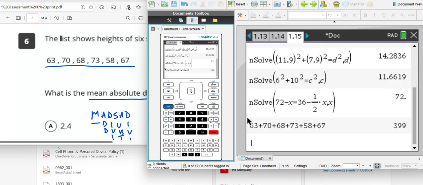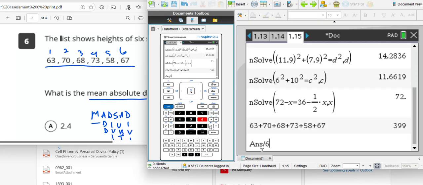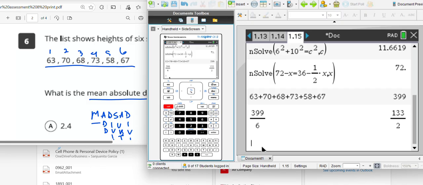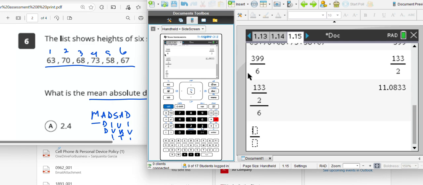Enter it. And we get all of that and divide it by, let me see, 1, 2, 3, 4, 5, 6. 63, 70, 68, 73, 58, 67. Divide it by again 6, right? 1, 2, 3, 4, 5, 6. So we get all of those and divide it by 6. Okay, so I'm just going to go Control Enter. And the number was 399 divided by 6.